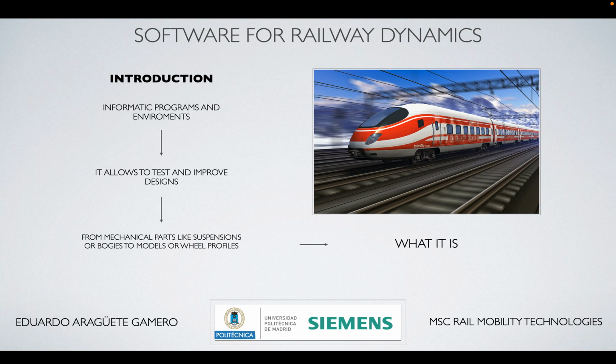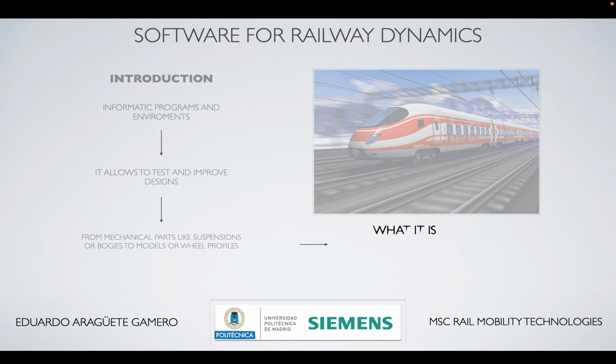Softwares for railway dynamics are informatic programs and environments which bring solutions to test and improve current or future designs, saving cost and time. These softwares allow customers to modify mechanical parts like bogies, suspension elements, train models, as well as wheel profiles and so on. But let's see how they really work.